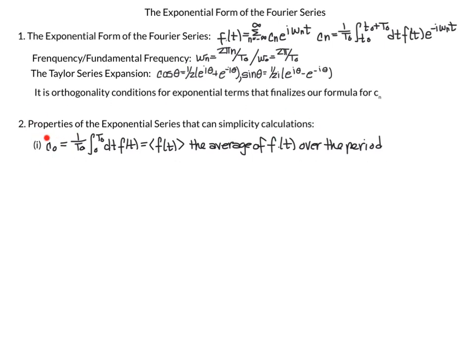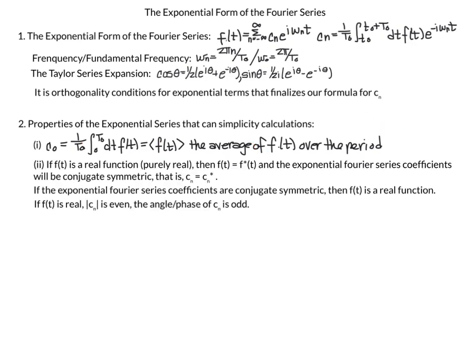The first property is the C naught term, which can be given by the formula 1 over the period, integral from 0 to the period of f of t, is equal to, this bracket is the notation for the average of f of t over our period T naught.